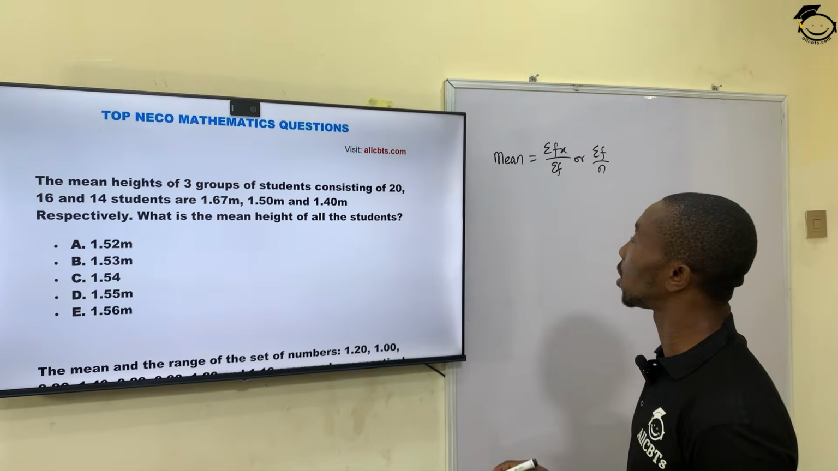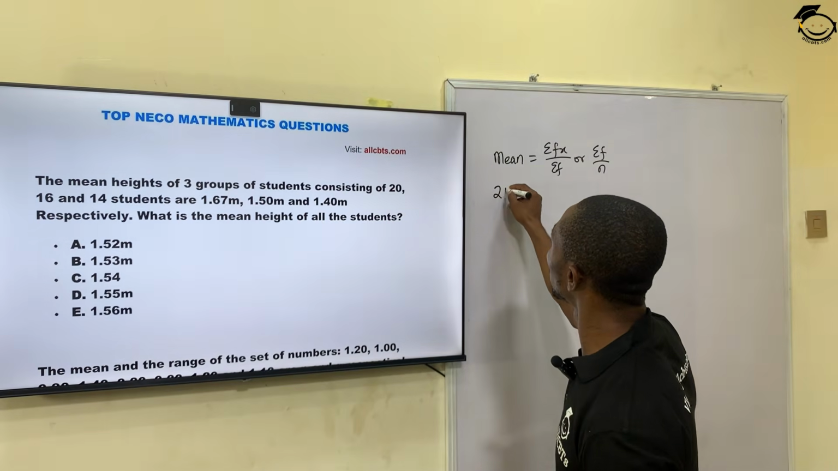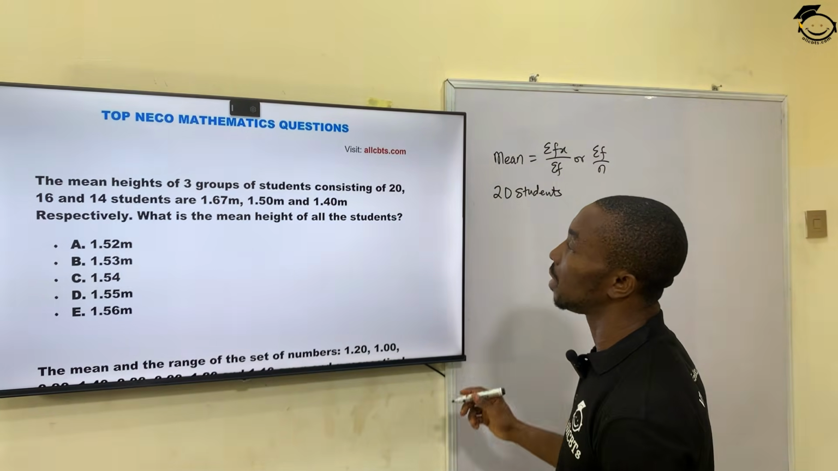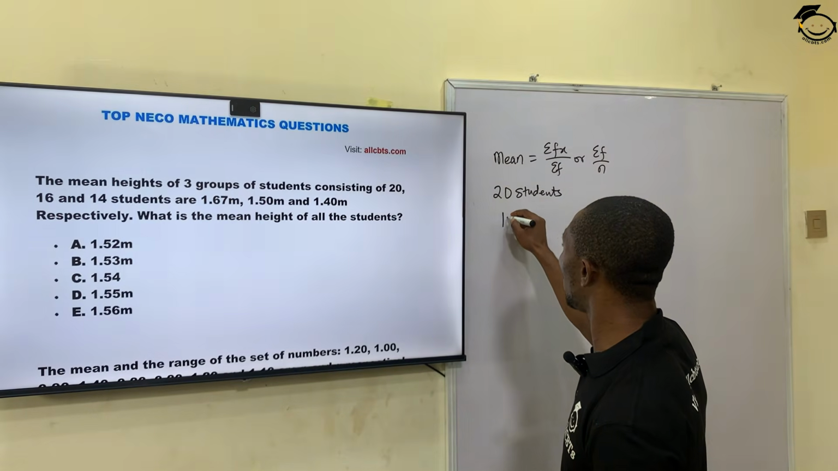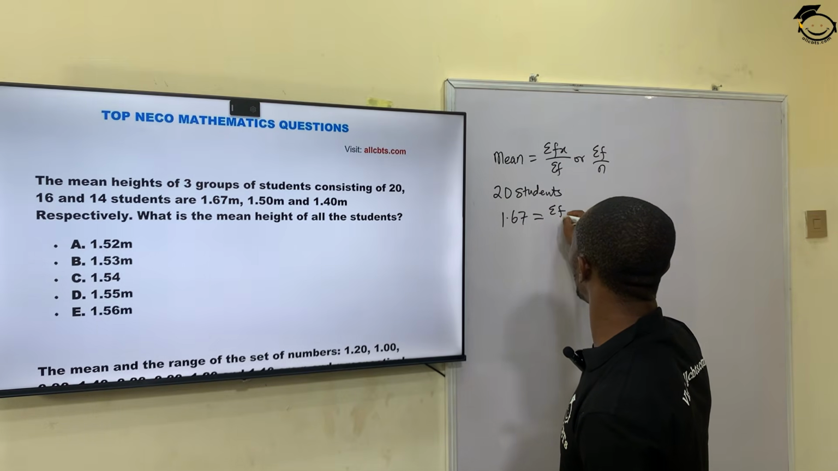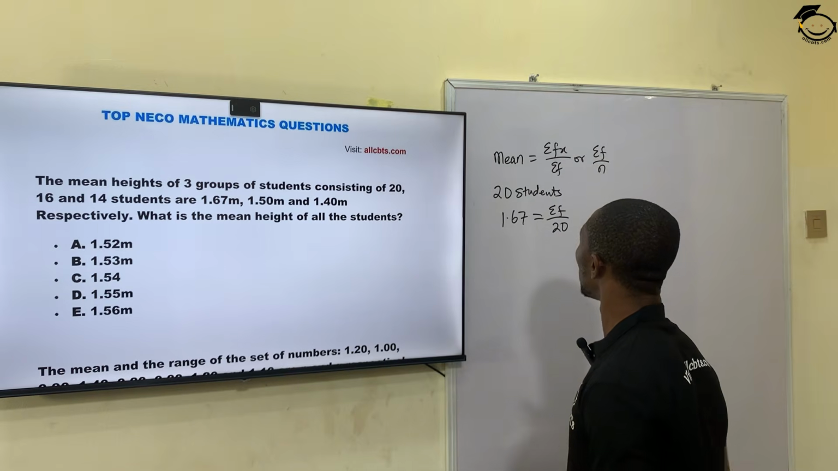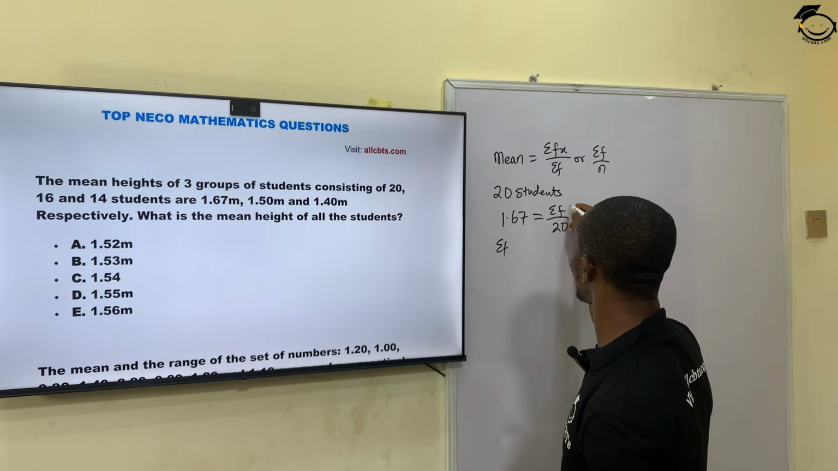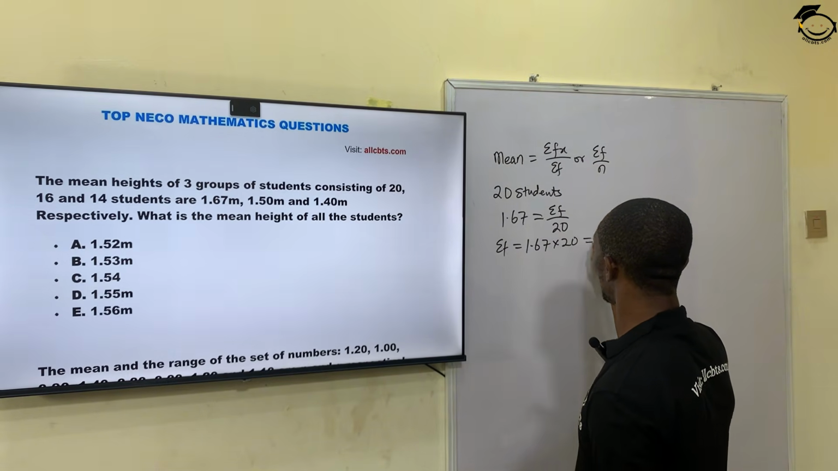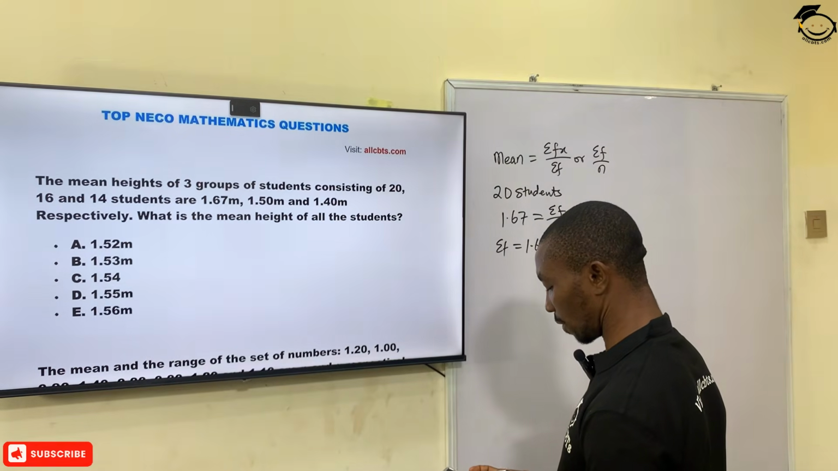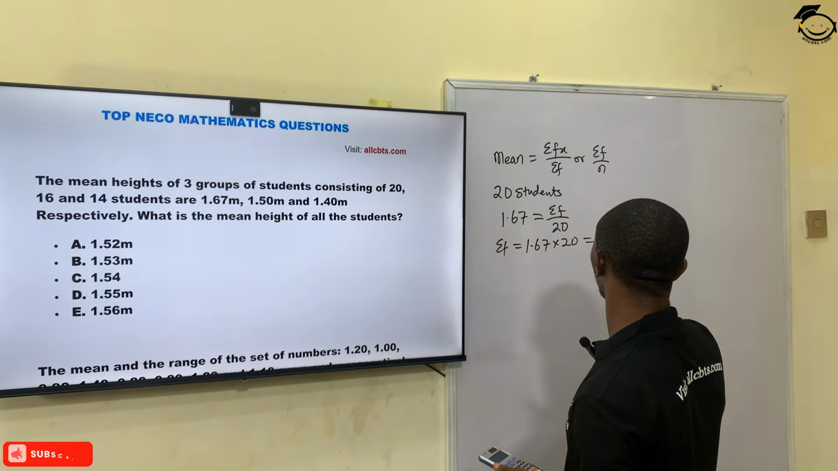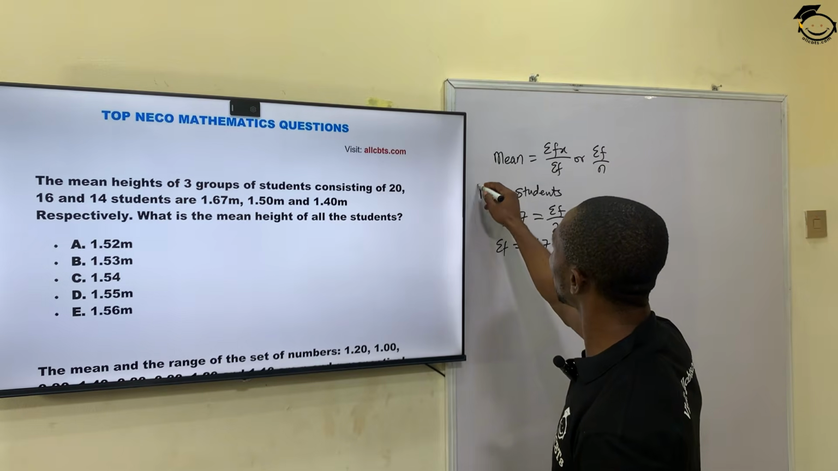All right. Now, in this case, let's look at group 1 of 20 students. Now, they say the mean is 1.67, which equals sigma f over N, which is 20. So our total, sigma fx, will become 1.67 times 20, which gives us 33.4. All right. Now, that is for group 1.